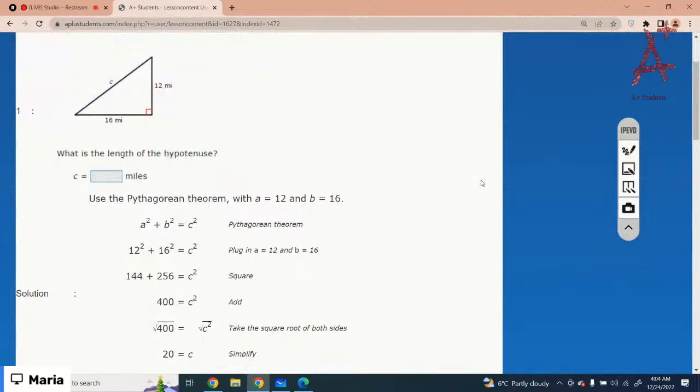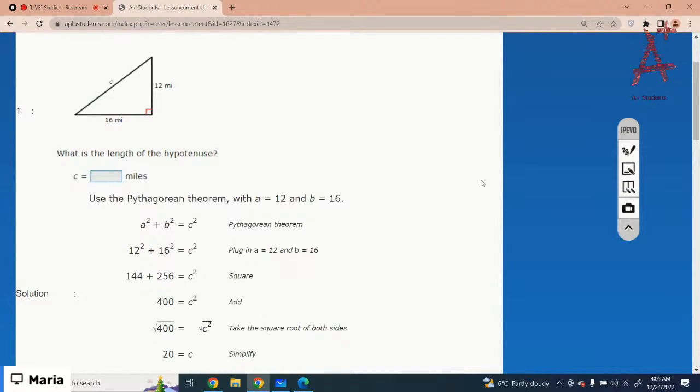What is the length of C? You are given a triangle with the other two sides, 12 miles and 16 miles. You have to find the length of the hypotenuse. I just explained the hypotenuse is always greater in length than the other two sides, because the square of the hypotenuse equals the sum of squares of the other two sides.